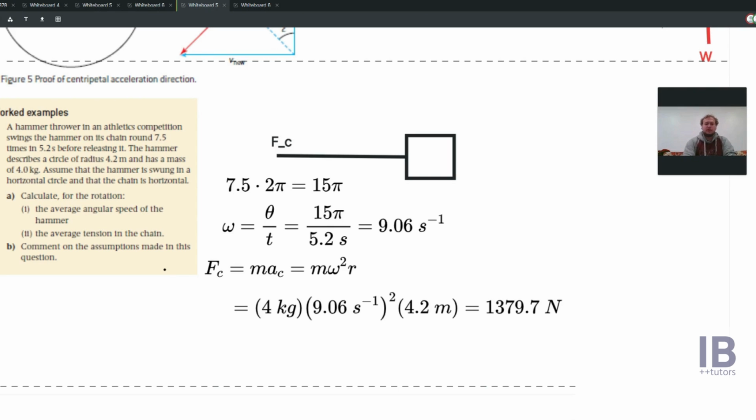And so we don't need to know how long the chain is. Instead, we skip that part and say, okay, we know the angle he goes around, because there's 7.5 times 2 pi radians in that distance. So our angle is 15 pi radians. The time he gives is 5.2 seconds. So we can calculate this out and we get 9.06 radians per second. I chose to write it as per second here.